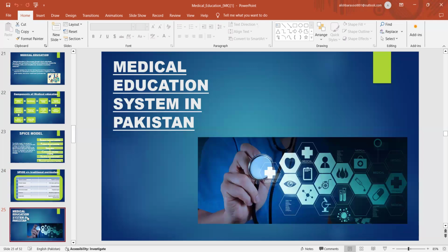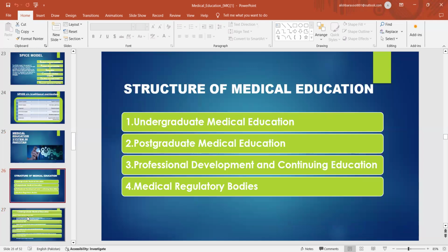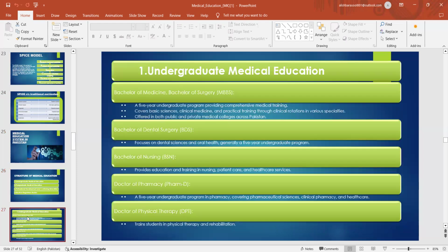Medical education system in Pakistan. Structure of medical education: undergraduate medical education, postgraduate medical education, professional development and continuing education, and medical regulatory bodies. Undergraduate medical education: Bachelor of Medicine, Bachelor of Surgery, MBBS, a 5-year undergraduate program providing comprehensive medical training.